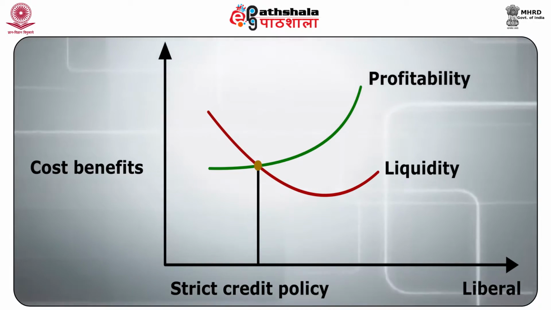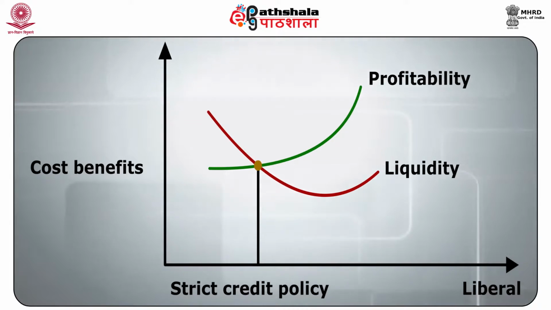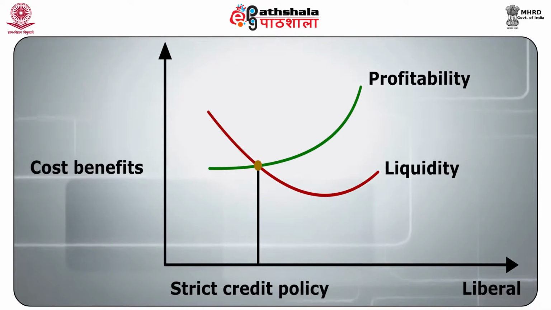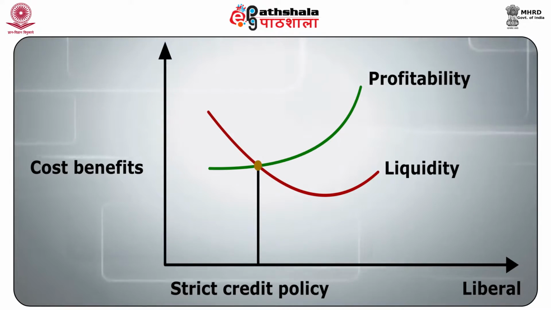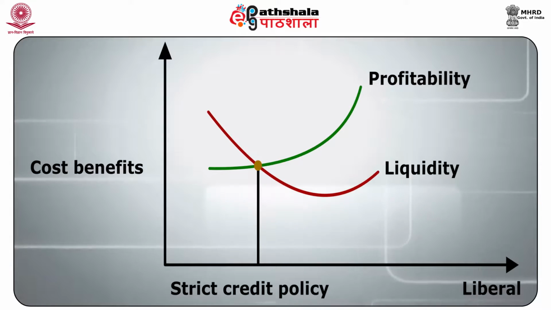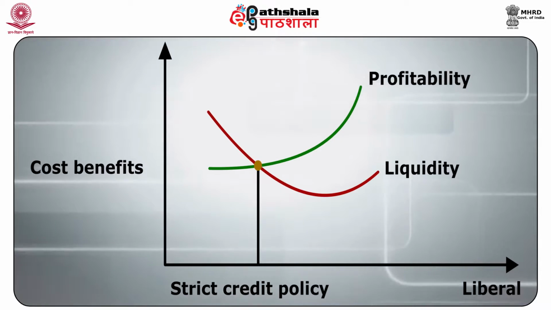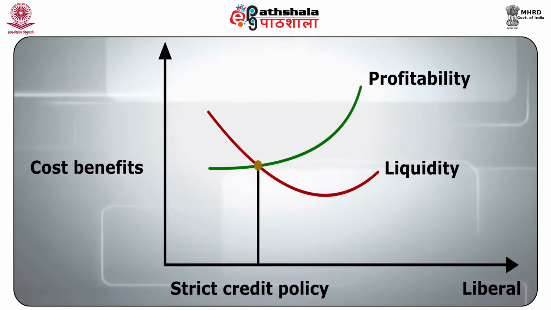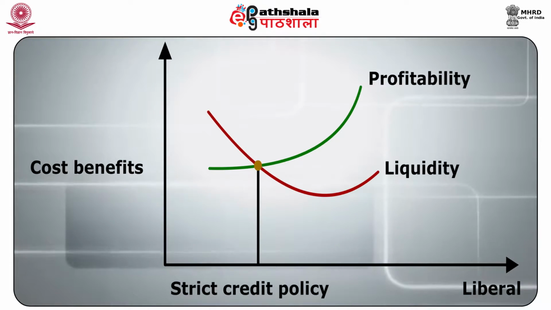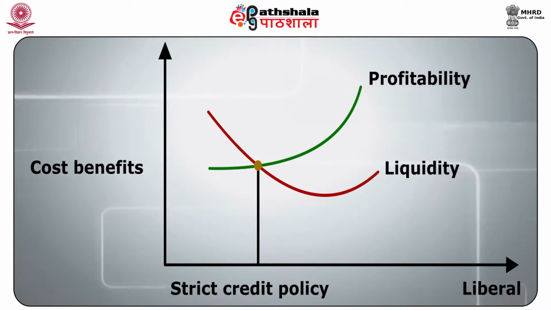Now you see this graph. If the firm is following a strict credit policy, what happens? The profitability is low, and as it becomes more and more liberal, the profitability increases. However, what happens to the cost? If the firm is following strict credit policy, the liquidity is more, but as it is liberalizing, you will observe that the cost benefits go on decreasing, but after a point they start increasing. So there is a fine balance between profitability and liquidity.